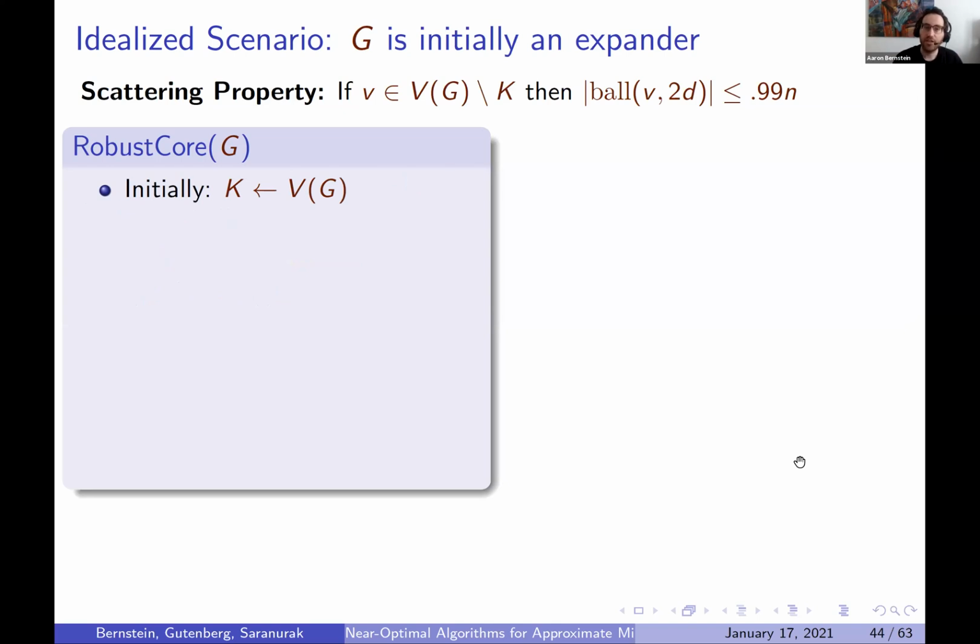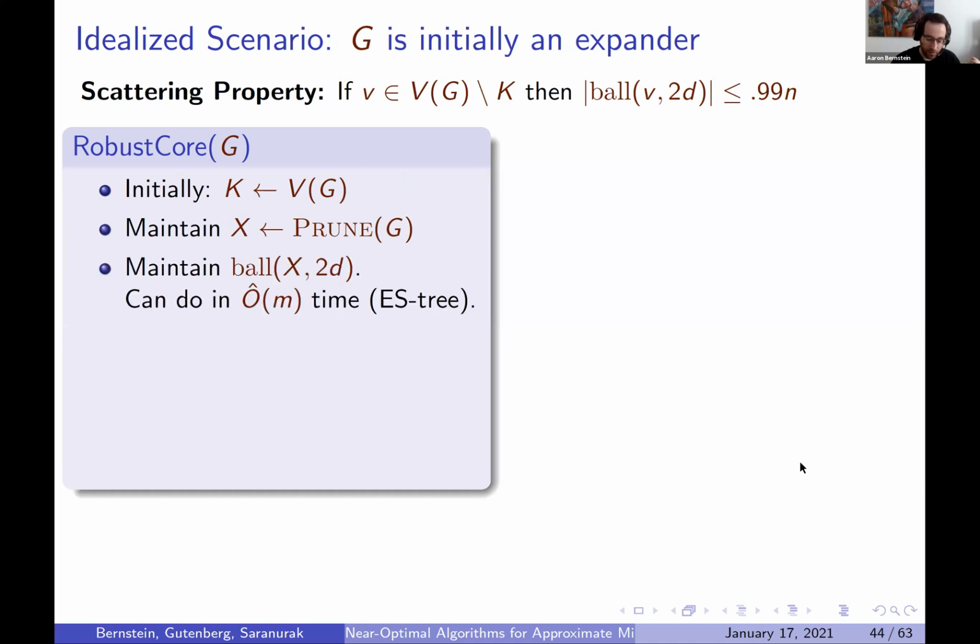And the algorithm is actually exactly the random source algorithm you'll see. It's just instead of a random source, you pick an expander. So let me show how this works. Initially, your low diameter set K is just the whole graph. And now you're going to maintain this expander inside the graph. And you're going to maintain a ball around that expander of radius 2d. And you're going to remove a vertex from your core whenever it leaves that ball.